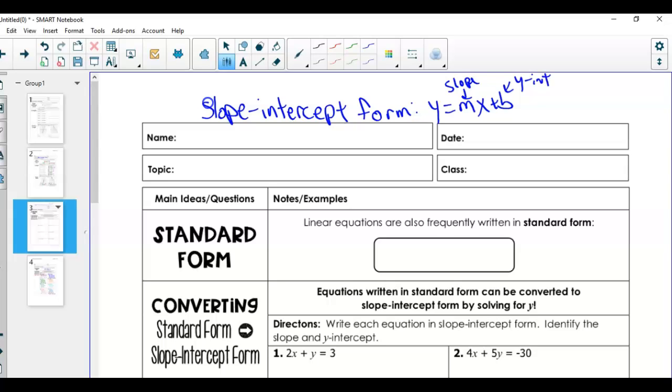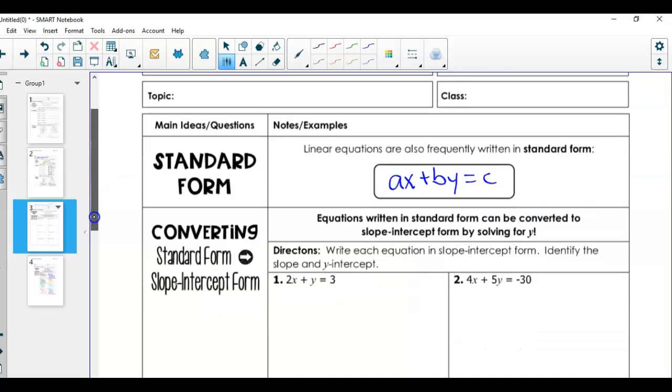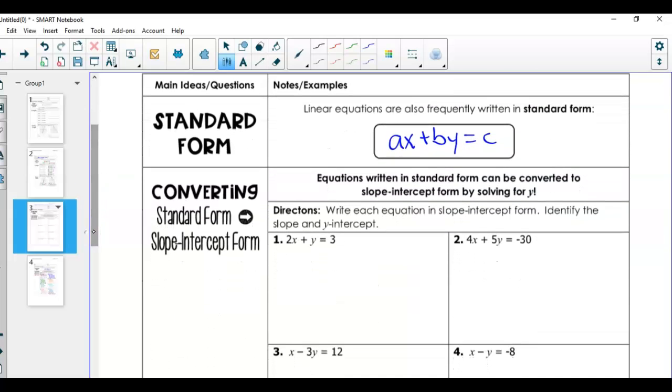Okay. The standard form is usually ax plus by equals c. So in this case, a, b, and c are all constants. Well, a and b are coefficients in this case, but they will become part of the form. Our goal, whenever we see standard form, is to try to get it back into slope-intercept form. So in doing this, you're trying to get y completely by itself. So basically, you're solving these equations for y.